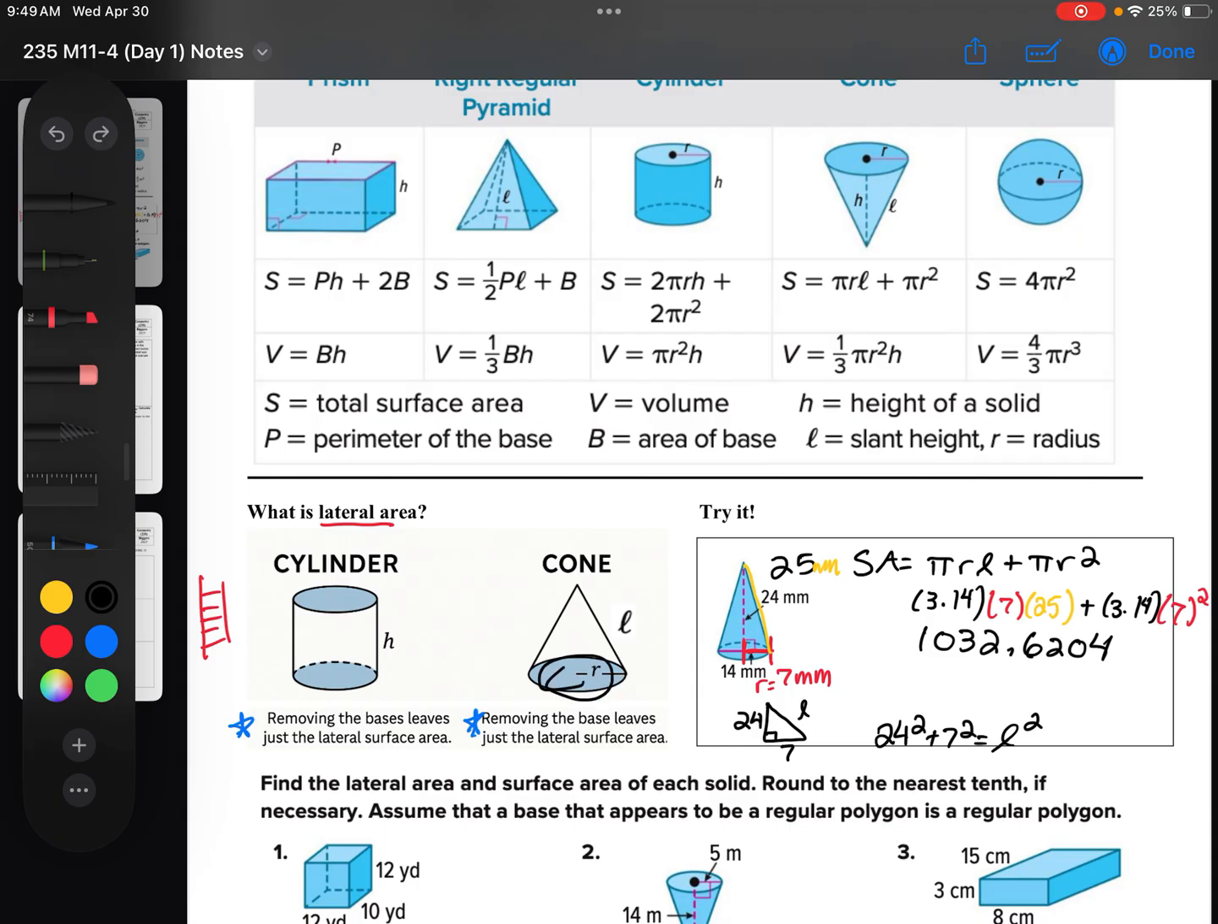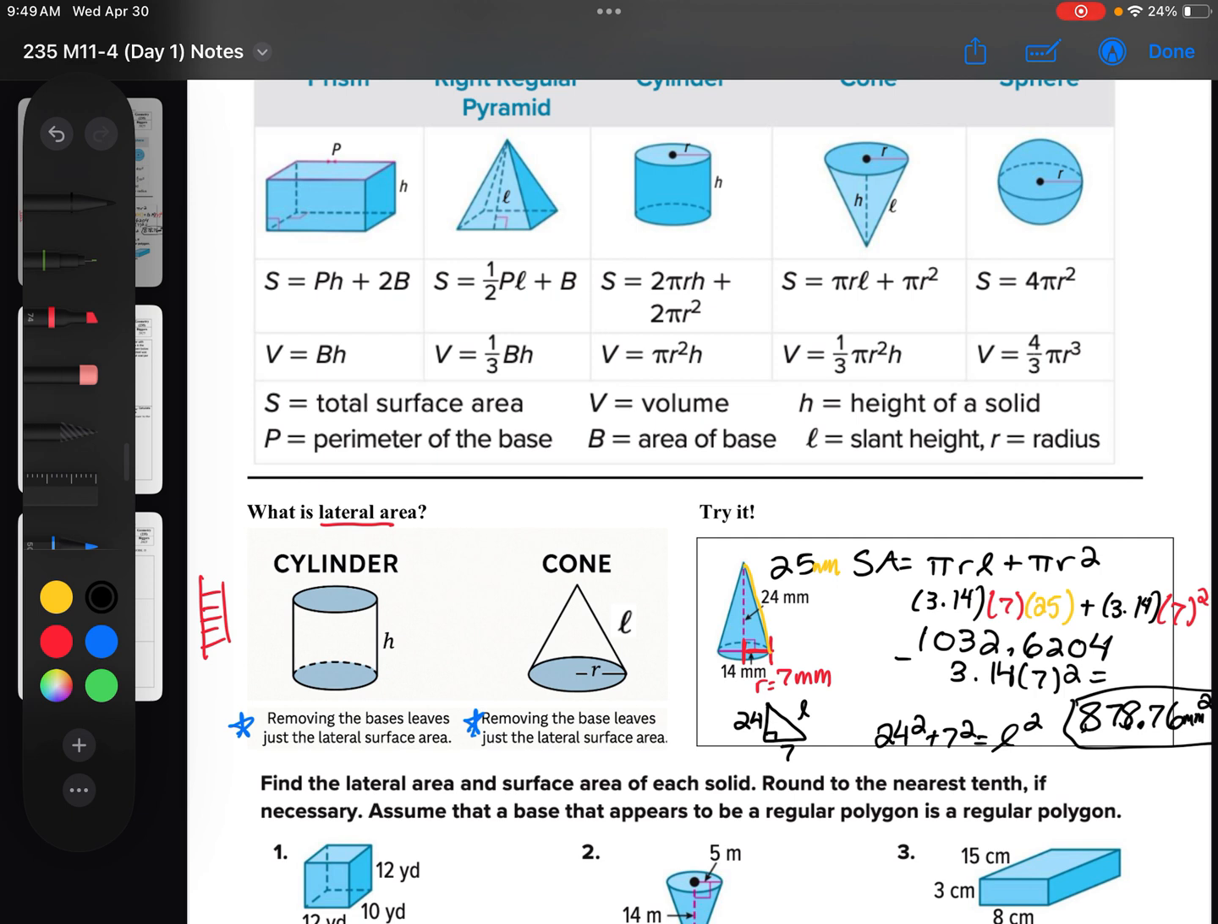So how do you find the area of a circle? You are going to have to do pi r squared. So you can minus that, 3.14 times 7 squared. Okay, so I'm going to do that, minus 3.14 times 7 squared. And you get 878.7604. But we're going to say 76. So this is the lateral area of that cone.